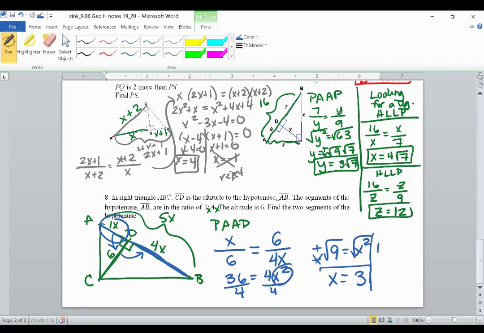So let's say AD is 3, and DB, 3 times 4, would give you 12. So that's the one we want to box up. Always make sure you read those questions.